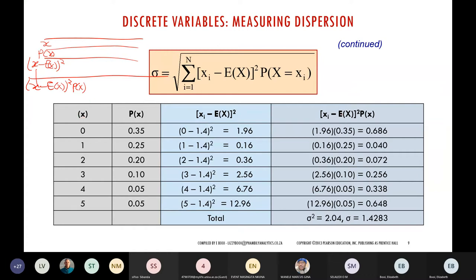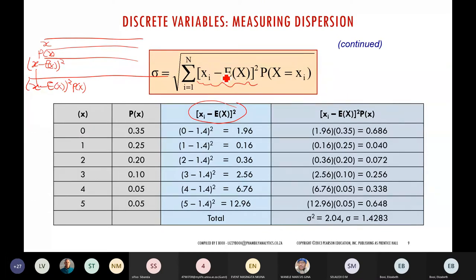So I have my x observations and my probabilities, and I know that the formula says it is the sum of x minus the expected value squared, and that is what I'm going to start with before I multiply with my probability. So I start there, I say zero.